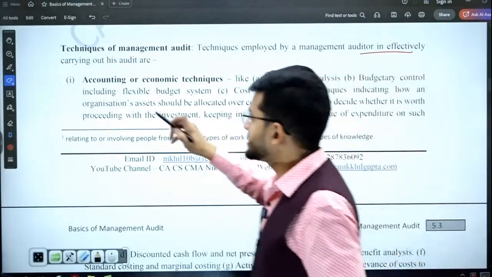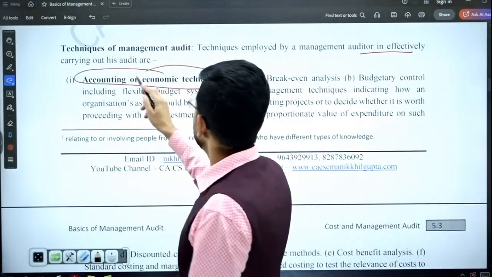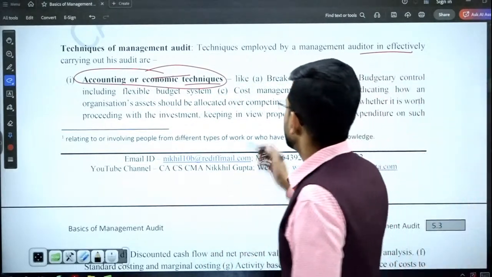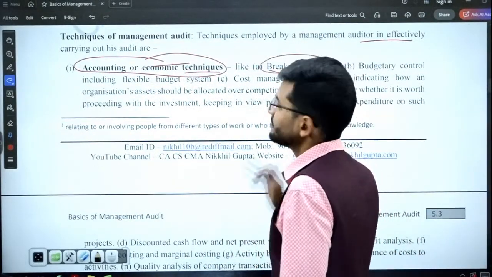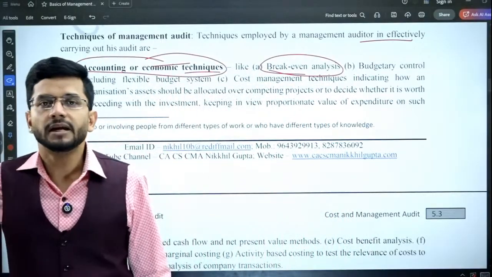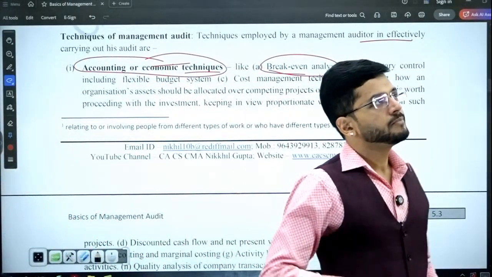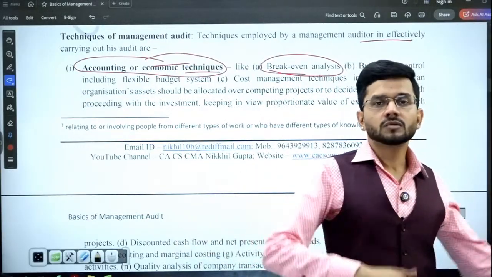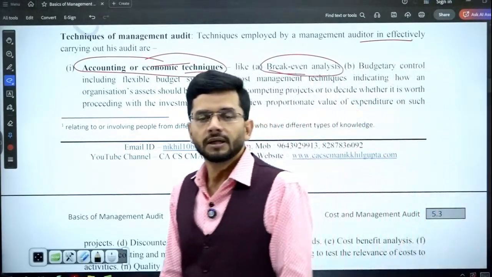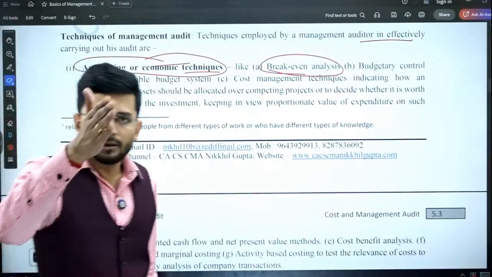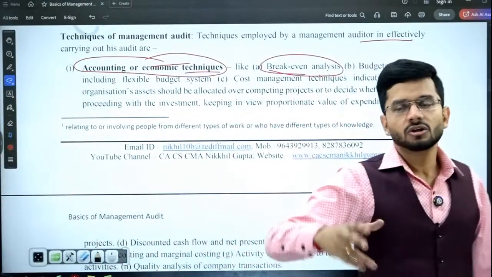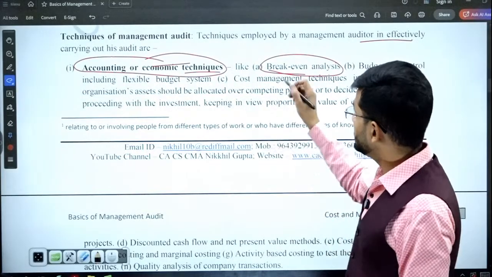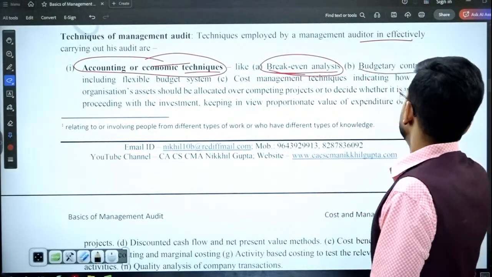So the first kind of techniques is accounting techniques or economic techniques, and you are already a little bit aware of these techniques. Guys, techniques like break-even analysis. What do you mean by a break-even point? Break-even point means a point of sales where the income is equal to expenses, the revenues are equal to expenses, both of them equate together. This is the production stage at which the revenue equals your expenses. So no profit, no loss. That is one of the major analyses.